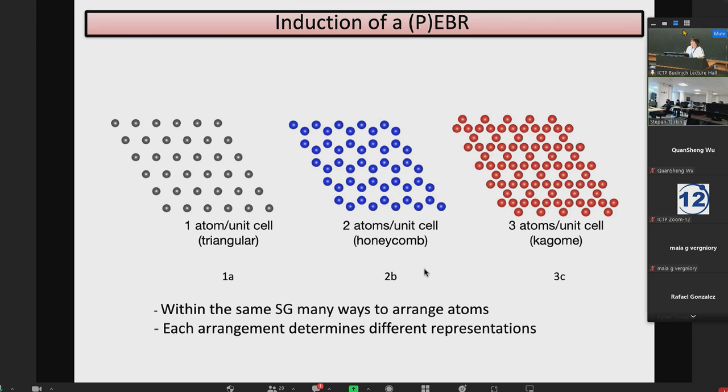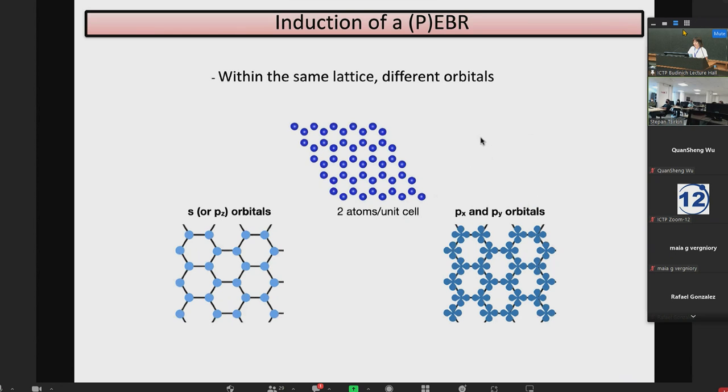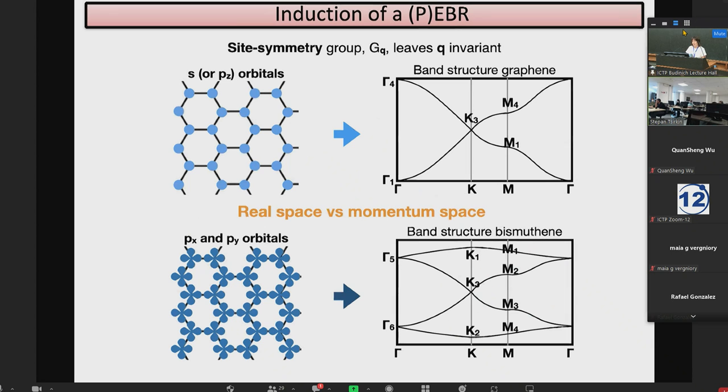So the wave function is not going to transform in the same way whether we have a triangular lattice where we preserve C6, or we have a honeycomb lattice, okay? So each arrangement determines different representations. Now, if we pick, for example, the honeycomb lattice and we add orbitals, we can add s or pz orbitals, or px and py. So if we add s or pz orbitals, the rotational symmetry is going to be preserved in the XY plane, but if we add px and py, they transform into each other, which means that the s and pz each represent by themselves an irreducible representation, but the px and py need to come together. I mean, they cannot be disentangled because they transform into each other.